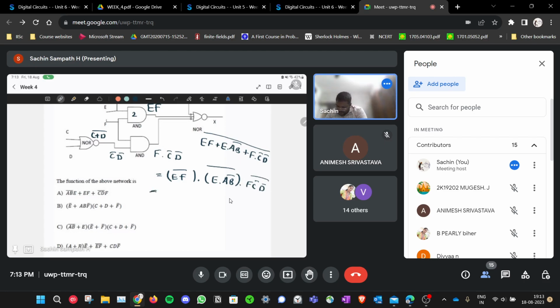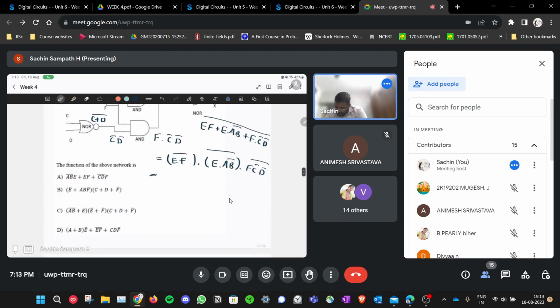This is E bar plus F bar dot E bar plus AB dot F bar plus C plus D. So F bar plus C plus D you have in this option and option B and option C. The remaining things are looking different.